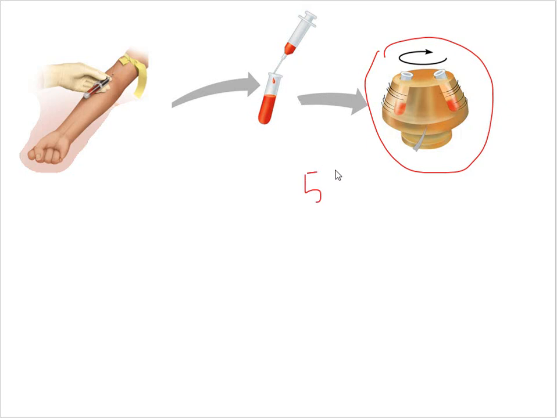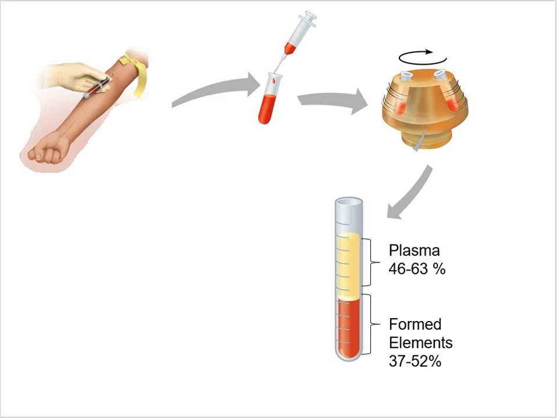Approximately 55% is going to be plasma, and about 45% is going to be formed element. So I will separate it into two portions: 55% plasma, 45% formed element. The formed element includes the red blood cells, white blood cells, and platelets, and the plasma includes water, proteins, nutrients, electrolytes, and so forth that we're going to look at. So here's the blood where we look at it. So approximately 46 to 63% of that blood is plasma, and approximately 37 to 52% is formed elements.